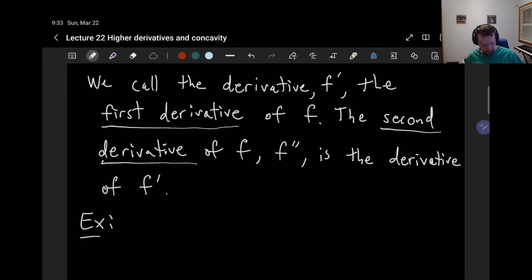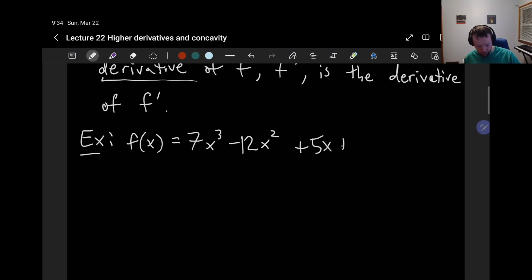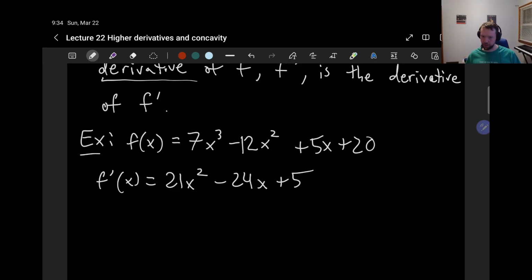So for example, let's say we have 7x cubed minus 12x squared plus 5x plus 20. The first derivative, we're using power rule, like so. Then the second derivative is just the derivative of f prime here. So we take the derivative again, gets us 42x minus 24.